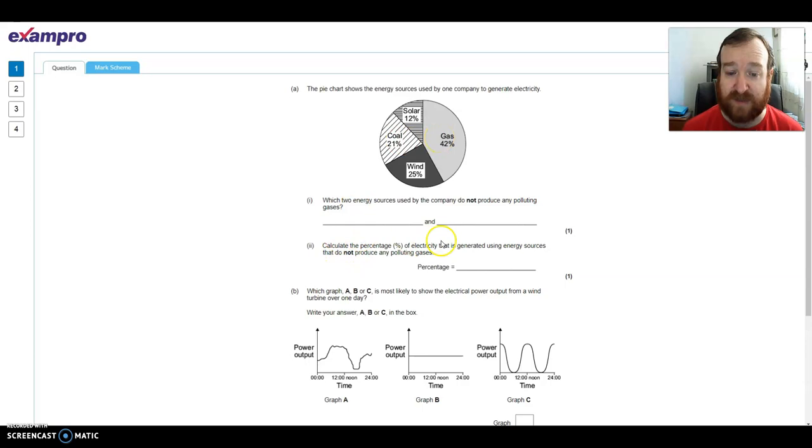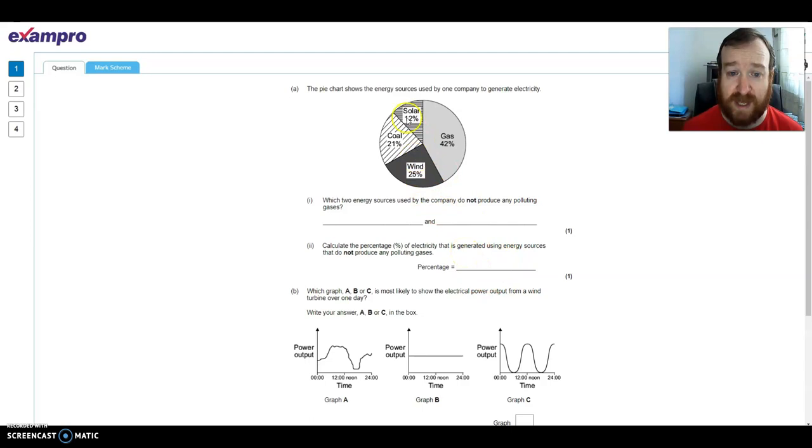Then you need to calculate the percentage. So you need to take your 2 energy types and you need to add the percentages together. Now here is a really good example of error carried forward marks. So let's say that for whatever reason you didn't get these 2 right. Let's say you wrote solar and coal. Okay, it might have been a harder question, you got these 2 bits wrong. So you wrote down solar and you wrote down coal here. Even though it's wrong, you can still get this mark if you follow through.